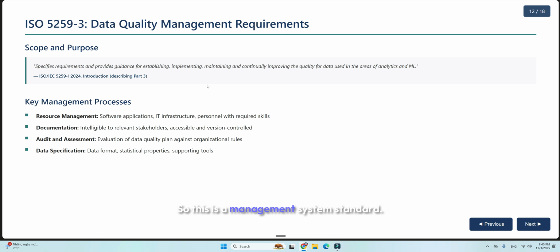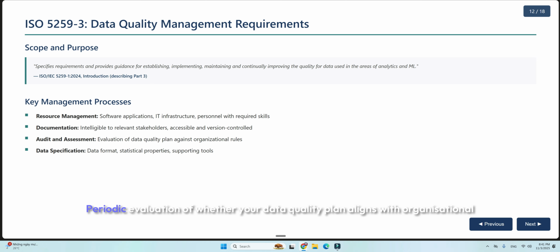So this is a management system standard. It's about organizational capabilities, not just technical methods. As we can see here, the standard requires resource management. You need software applications, IT infrastructure, and personnel with the right skills. Data quality doesn't happen by accident. It requires investment. Documentation. Everything must be intelligible to relevant stakeholders, accessible and version controlled, and you need to be able to demonstrate what you've done.